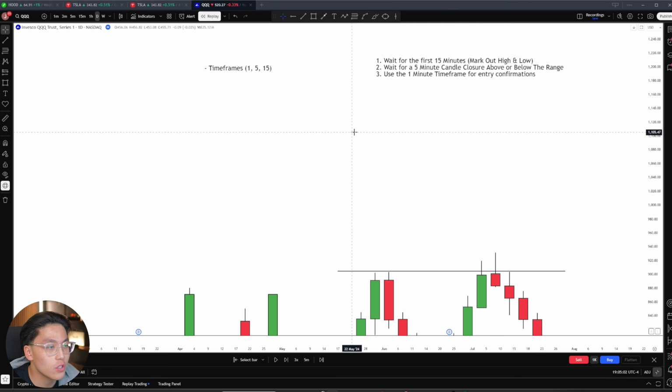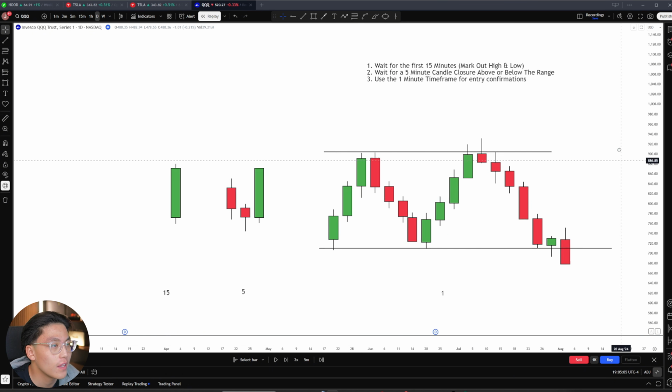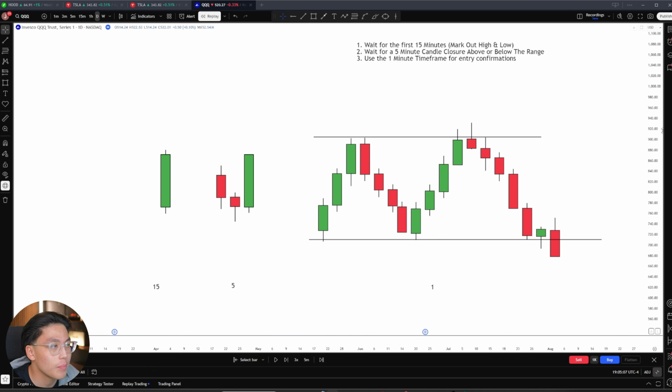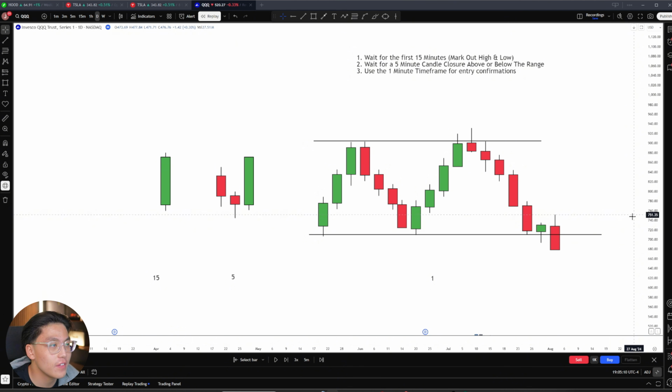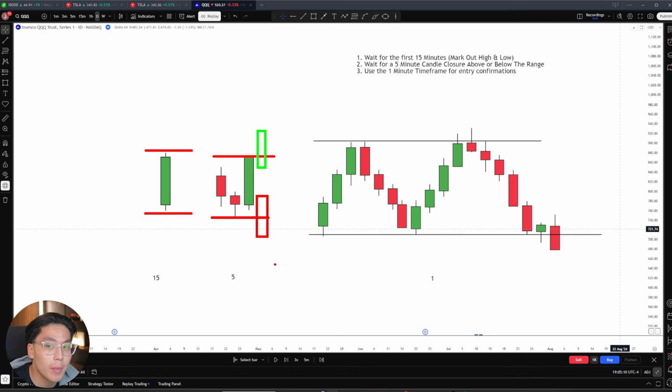So first things first, what we want to do is wait for the first 15 minutes to play out, and what we want to do is mark out the high and low of the first 15-minute candle. Then what we can do is go on to the 5-minute time frame, and what we want to do now is wait for a 5-minute candle closure above the 15-minute opening range high, or a 5-minute candle closure below the 15-minute opening range low. And it's very important to understand that we have to wait for the candle closure.